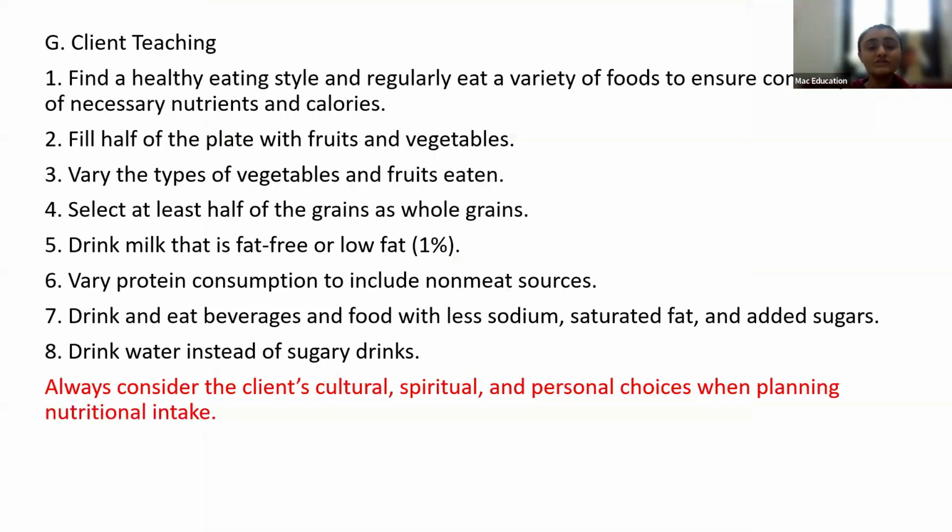Then client teaching. We have to teach certain things to the client, like advise the client to adopt a healthy lifestyle. Already we have seen that half of the plate should be fruits and vegetables. Half of the grains that you are consuming should be whole grains. The milk that you are consuming in dairy must be fat free. Then if the person is vegetarian, the person has to consume a variety of proteins, not a single source of protein. Then if the person is taking food or drinking beverages, they should be low in sodium, saturated fat and added sugars. Advise the person to drink water instead of sugary drinks.